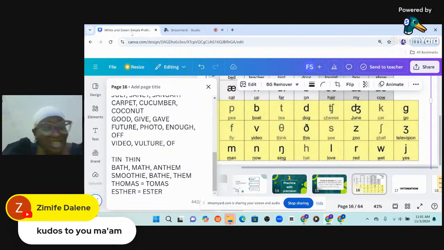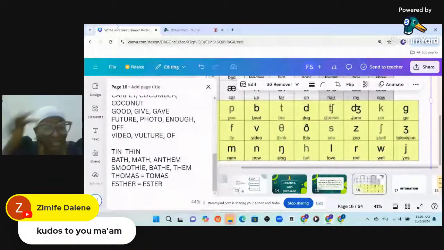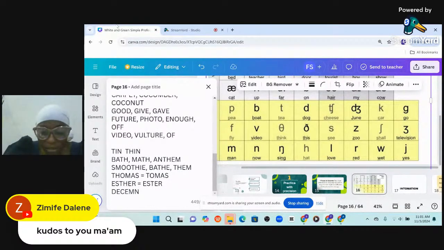Now, these exceptions do not cover all names of people. There are some names of people where the TH remains TH, like Matthew, like Faith.